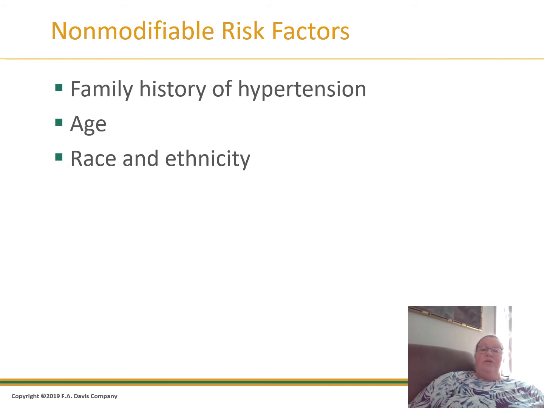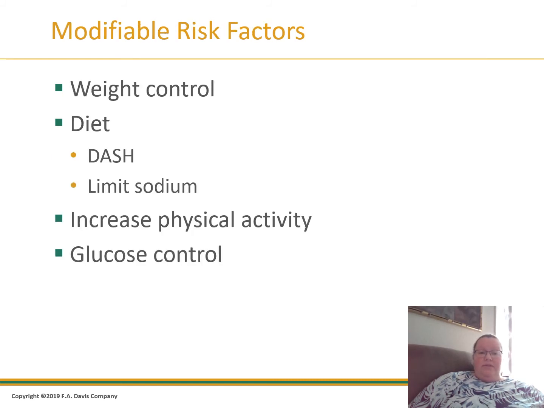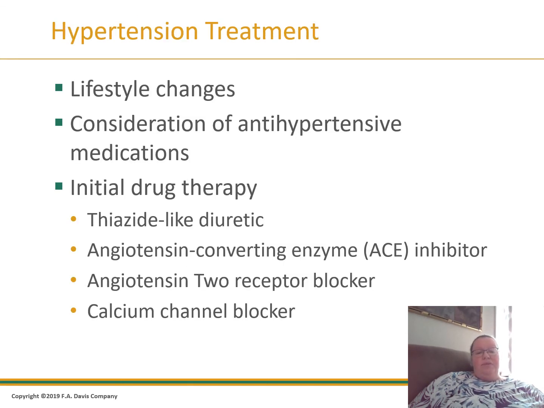Non-modifiable risk factors are family history of hypertension, age, race, and ethnicity. Modifiable risk factors, again, are increased physical activity and glucose control. Hypertension treatment: first they start off with a diuretic, because that is the least invasive with the least amount of side effects. You're going to be peeing a lot, but no big deal. Let's see if we can lower your blood pressure by taking away some of the fluid volume, right?